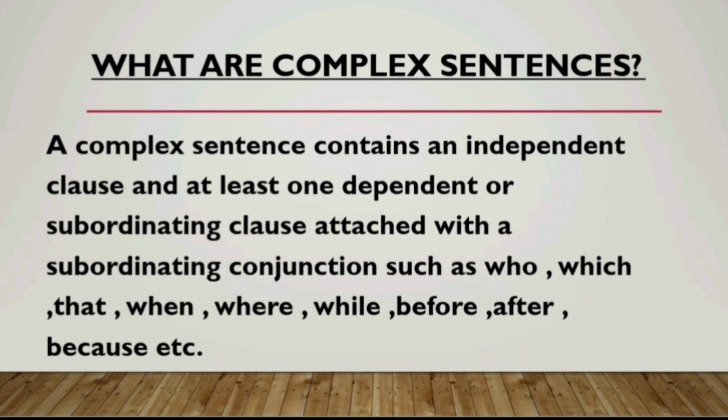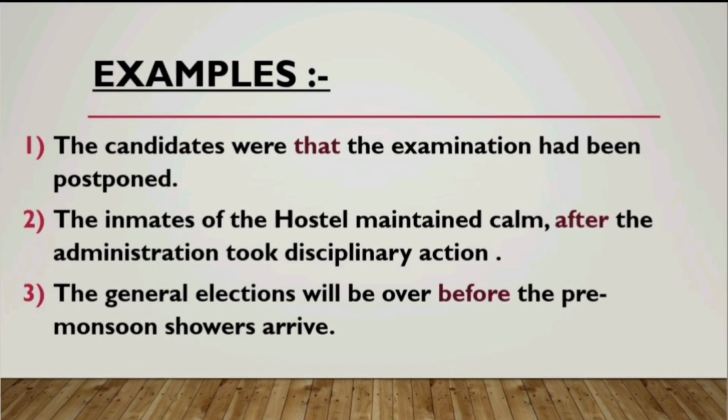So for a complex sentence to be one, there should be an independent clause, and there could be more independent clauses, but there should be the presence of at least one dependent clause or subordinating clause, and that subordinating clause will be attached with a subordinating conjunction such as who, which, that, where, while, before, after, because. So that was all about the definition and the recognition of a complex sentence.